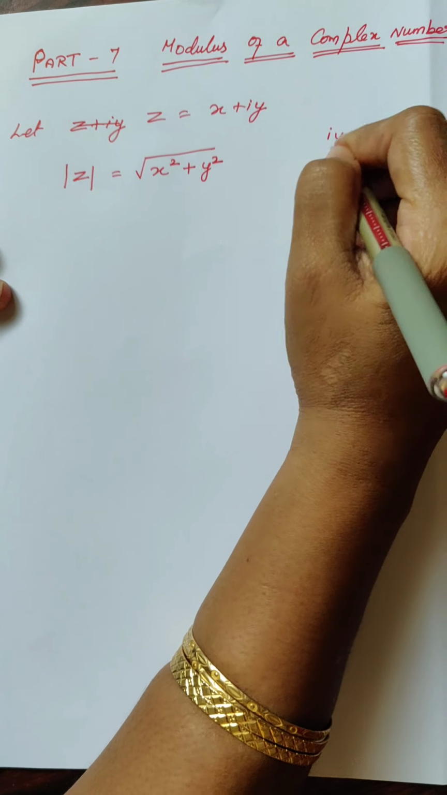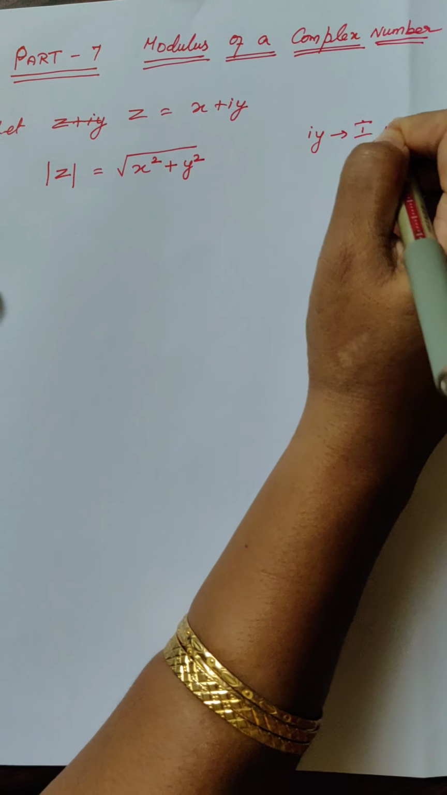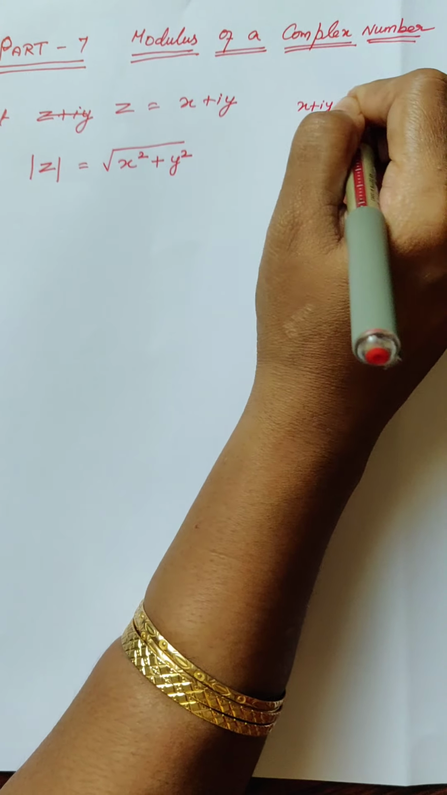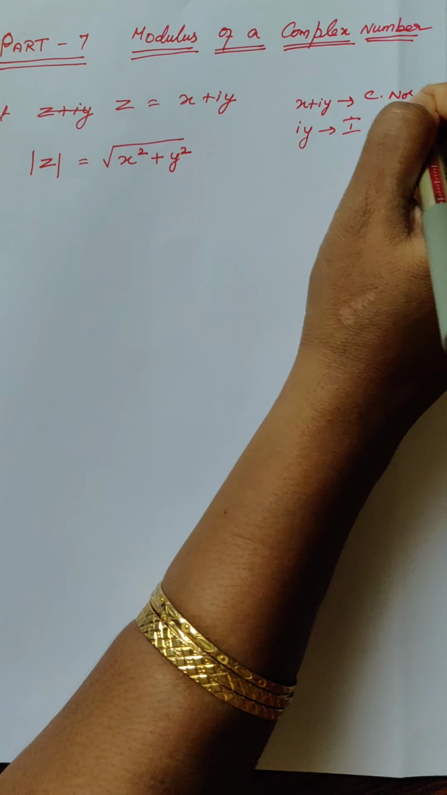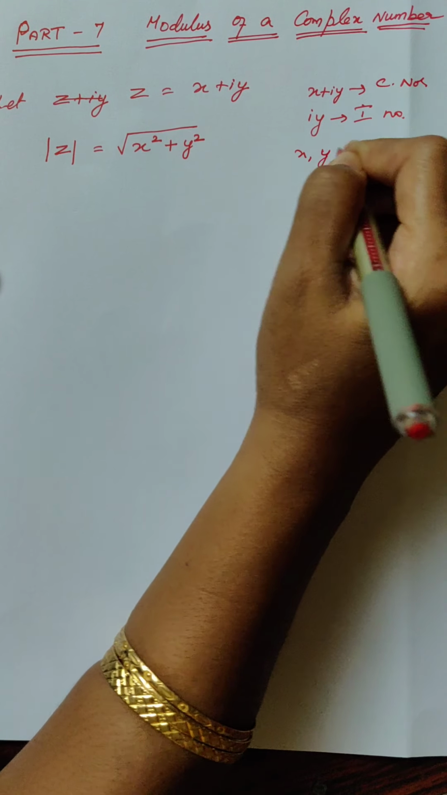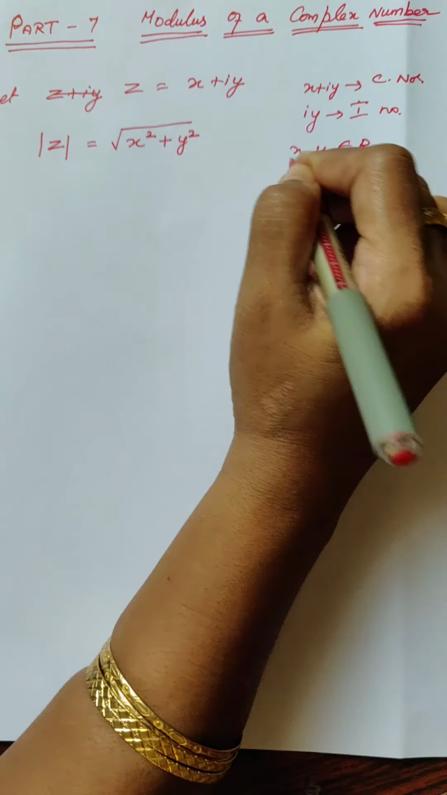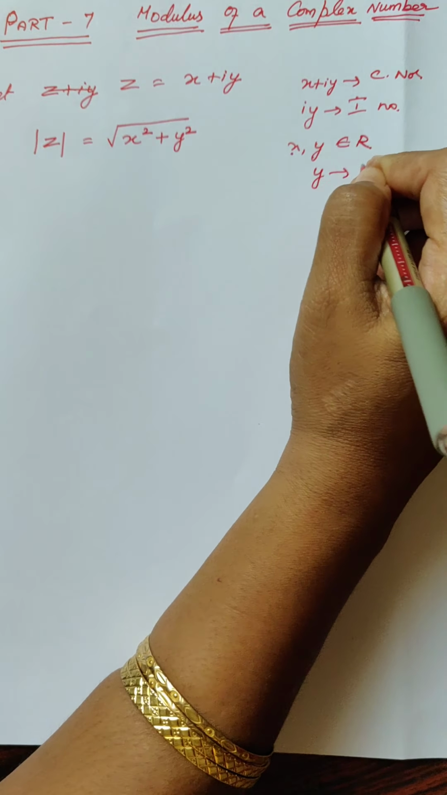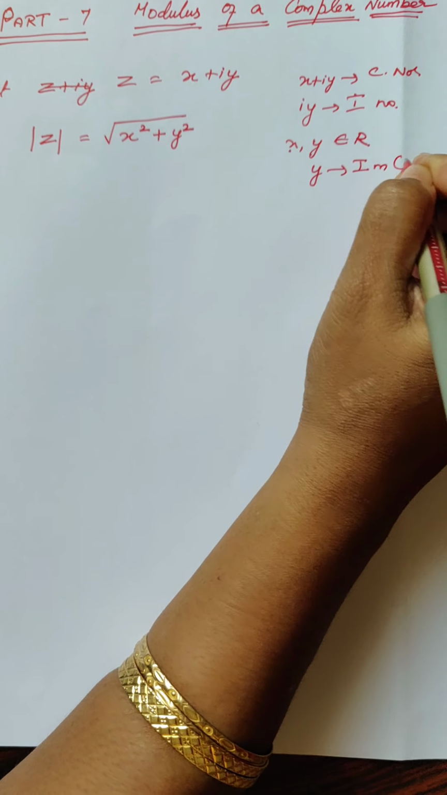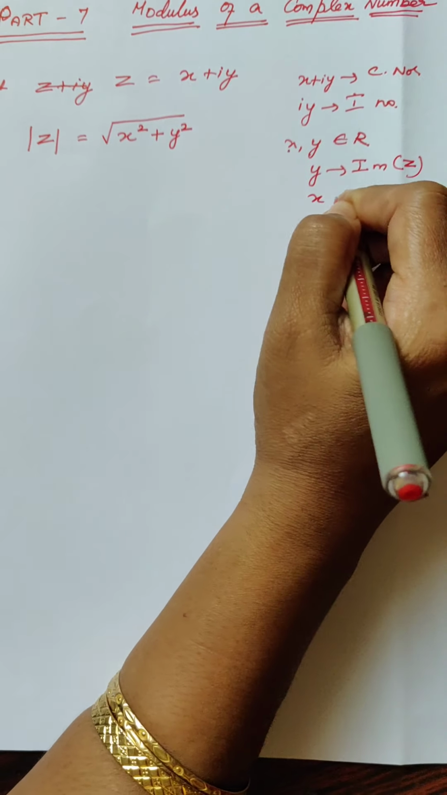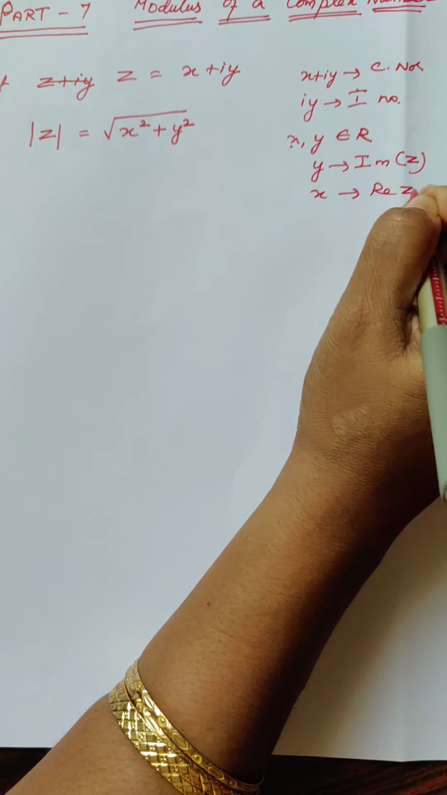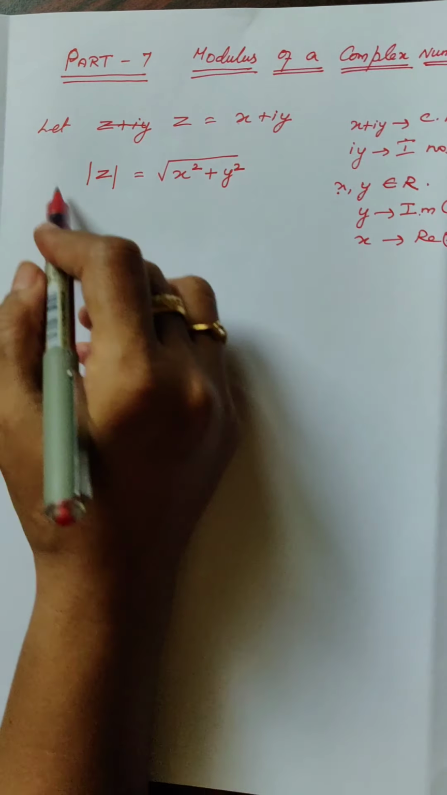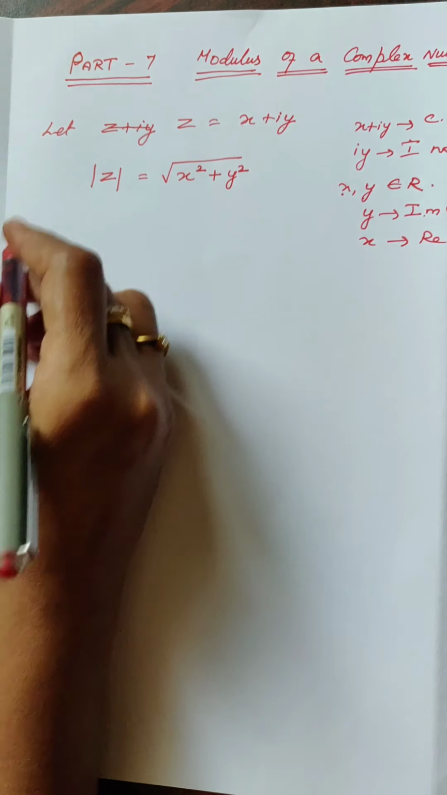Here iy is the imaginary number and x plus iy is the complex number. x and y are real numbers. y is the imaginary part of z, and x is the real part of z. So now I am going to write modulus of z is root of x square plus y square. How am I getting modulus of z? What is the meaning of modulus of z?